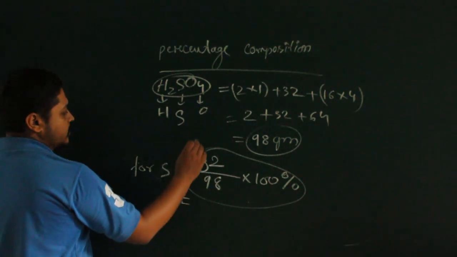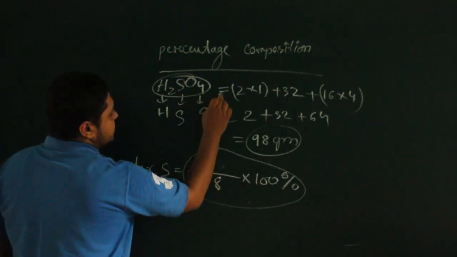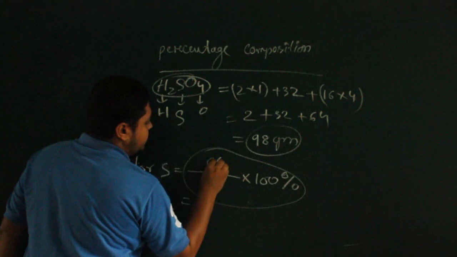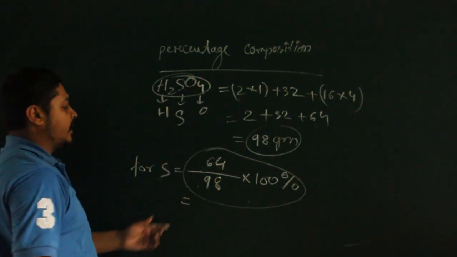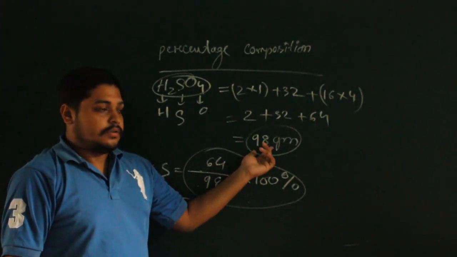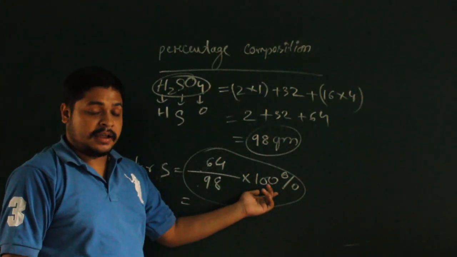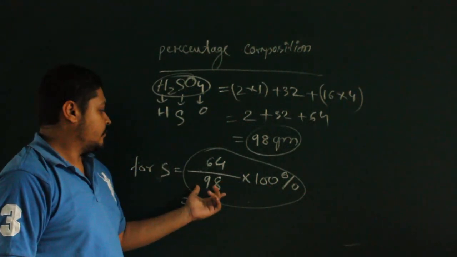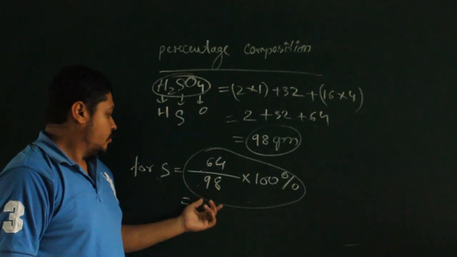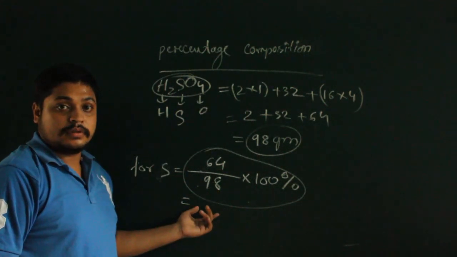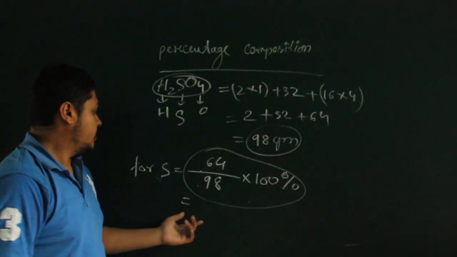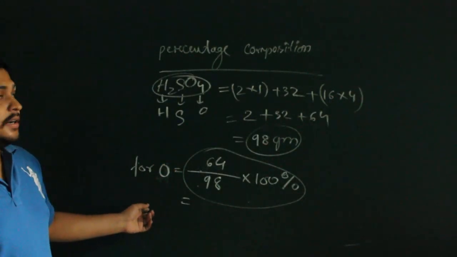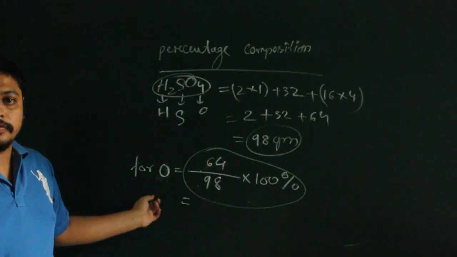And similarly for oxygen, the mass of oxygen in H2SO4 is 16 into 4, basically 64. So 64 by 98, where 98 is the total mass of the compound, into 100. When we calculate this, we get the percentage composition of oxygen, not sulfur. These are about the percentage composition of an element.